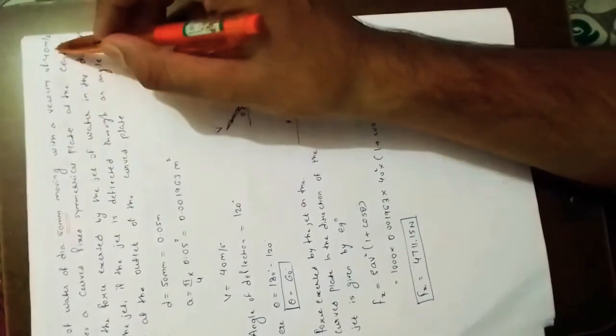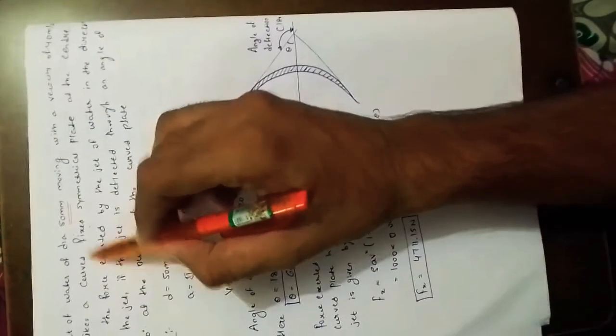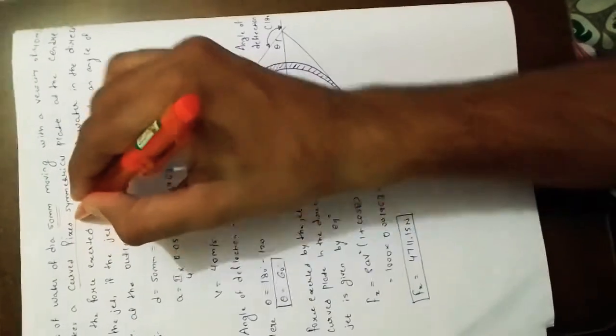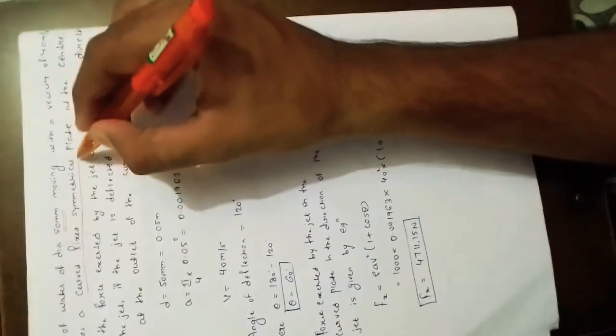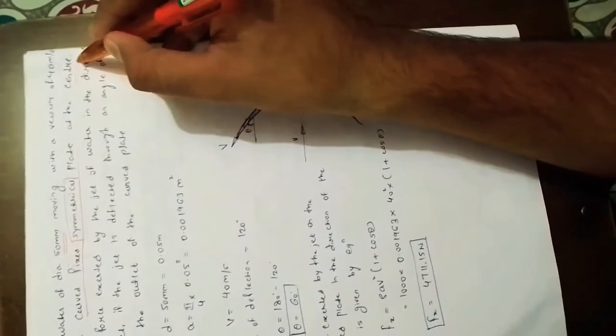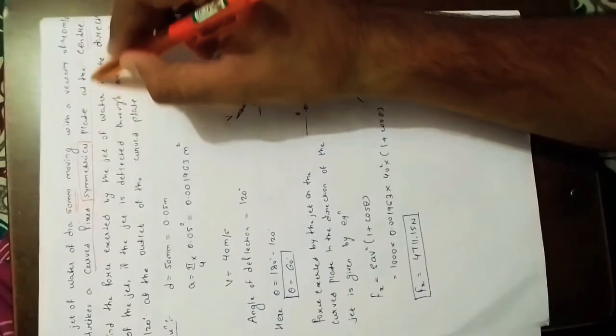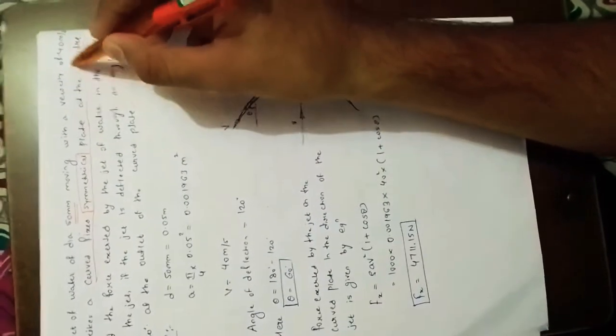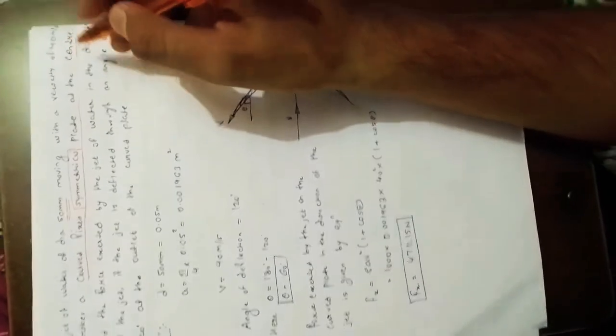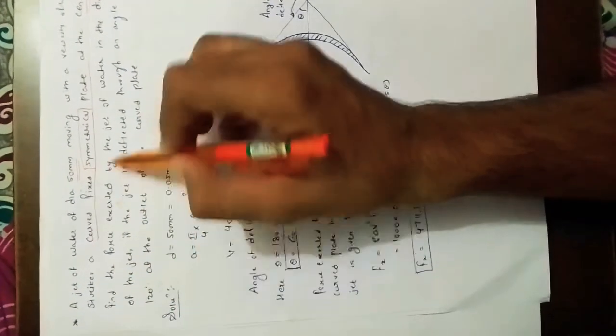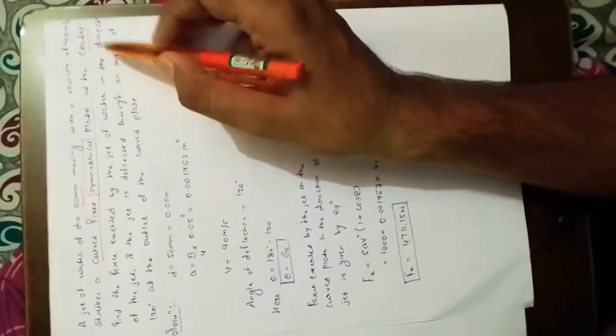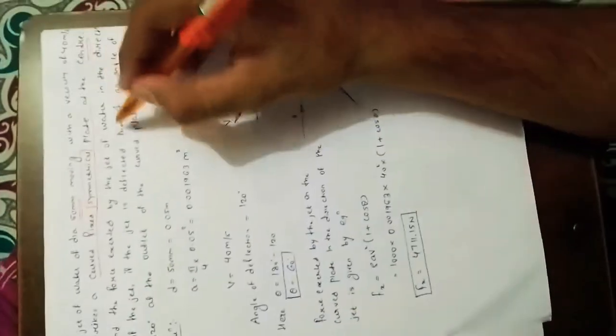So the jet of water traveling with a velocity of 40 meter per second strikes the curved fixed symmetrical plate. It is symmetrical, correct? At the center, correct? At the center means this is case 1. If they have given the condition that the jet is at the center, we will be using the formula of the first case, correct?